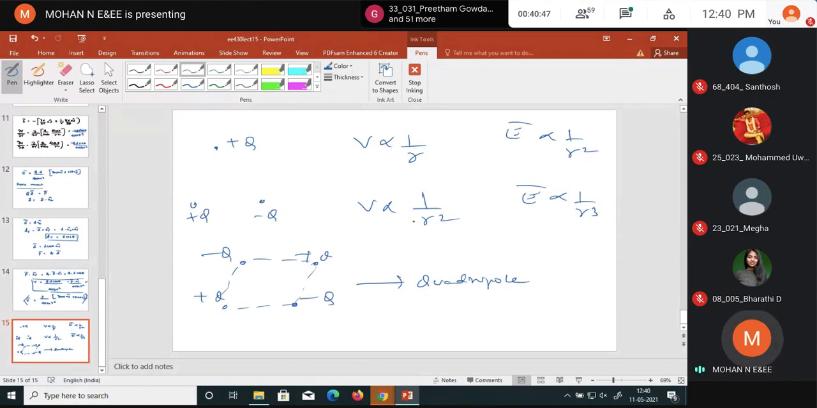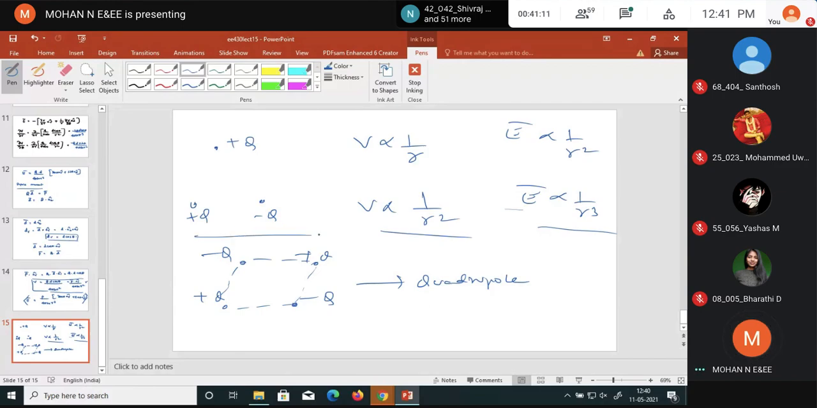The potential goes on decreasing. As a result, the field also goes on decreasing with respect to the multipole arrangement. So the potential is inversely proportional to the square of the distance from the dipole, and the electric field is inversely proportional to the cube of the distance from the dipole. So this is what you have to concentrate on.